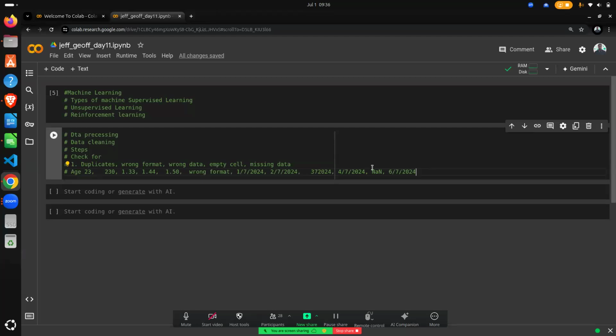Missing data. Yes, it's missing data. So how do you go about it? Just tell me that it is missing data. Now, how do you go about it? That's what I want to listen to.